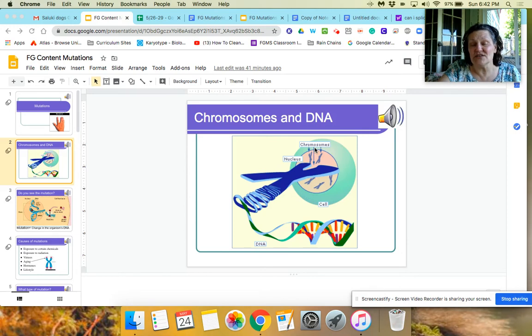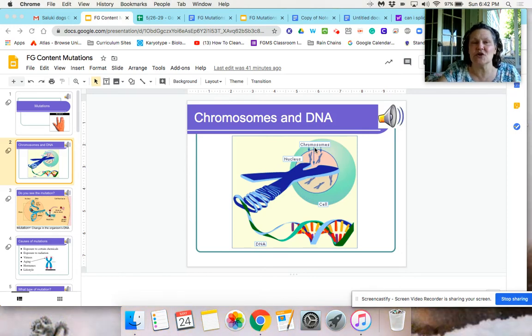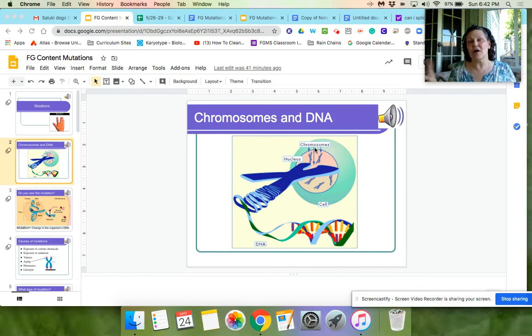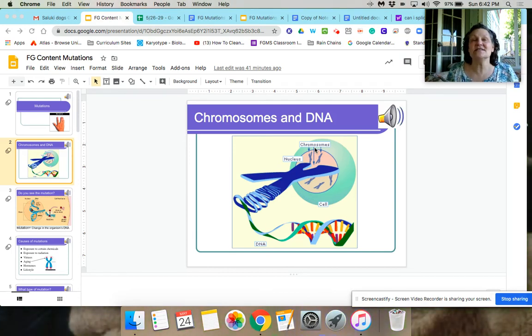Now, the only cells that don't have 46 chromosomes are sex cells, right? But that makes sense. If you're going to get half your DNA from your mom and half your DNA from your dad, you get 23 from your mom, you get 23 from your dad. You put them together, 46 is the magical number.